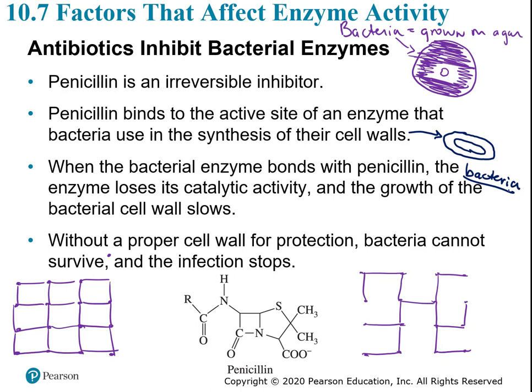As long as there's nutrients, moisture, and the right amount of salts, they will just happily grow and divide in an environment. So that means they make cell walls constantly. If they're growing, in order for them to get longer, they have to build cell wall as the cell elongates. Penicillin blocks the formation of the cell wall.